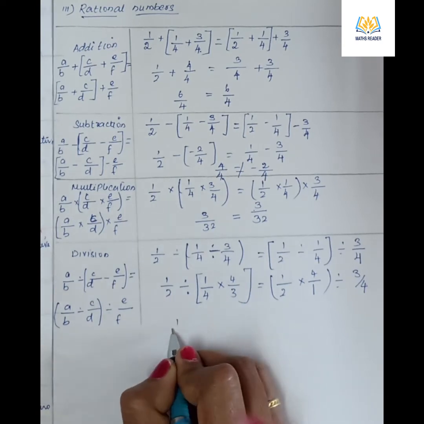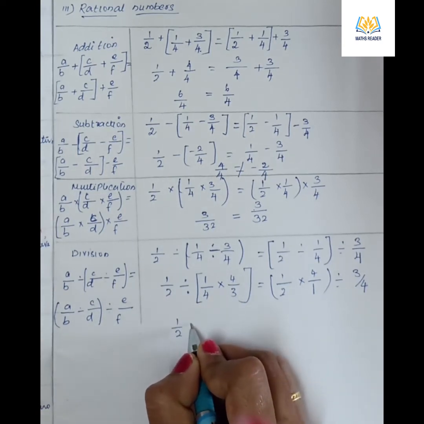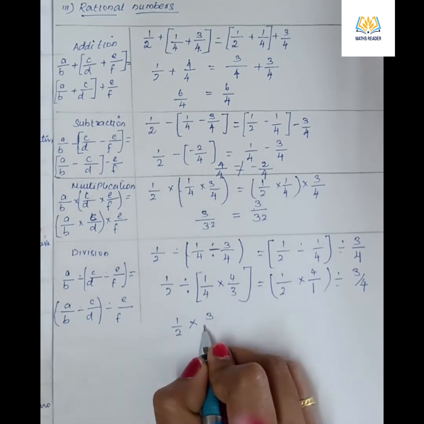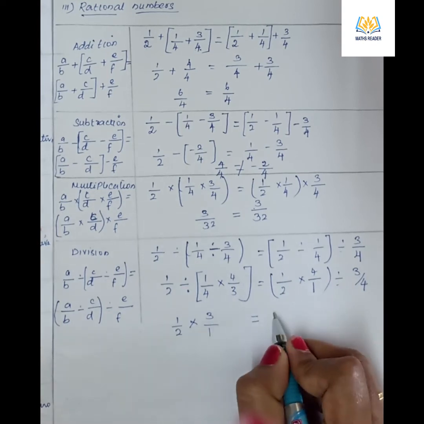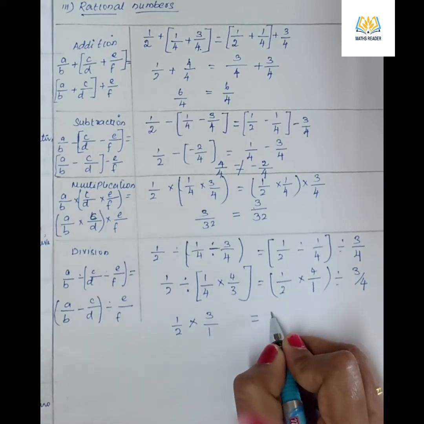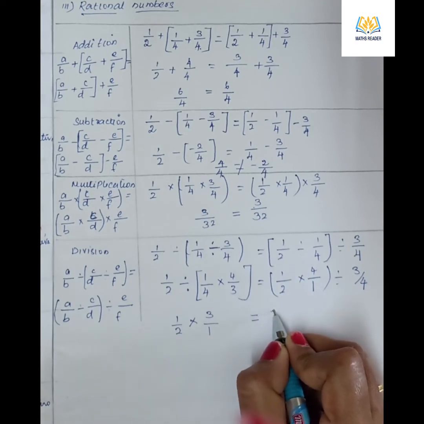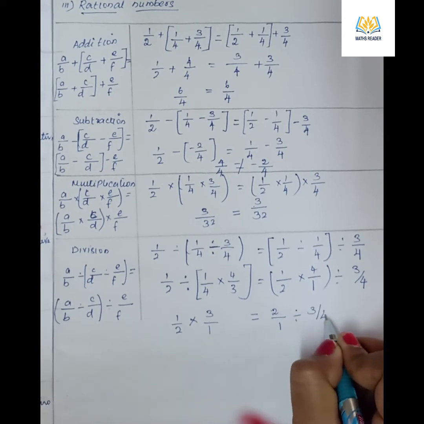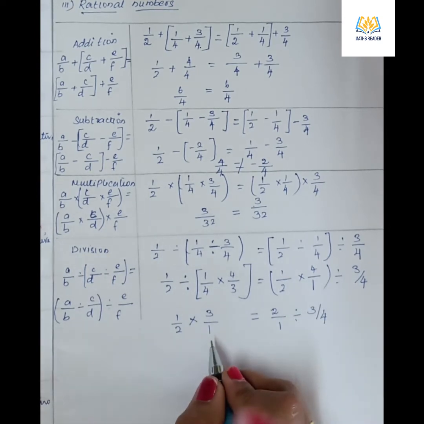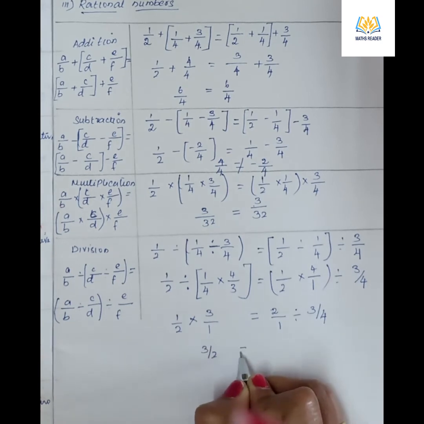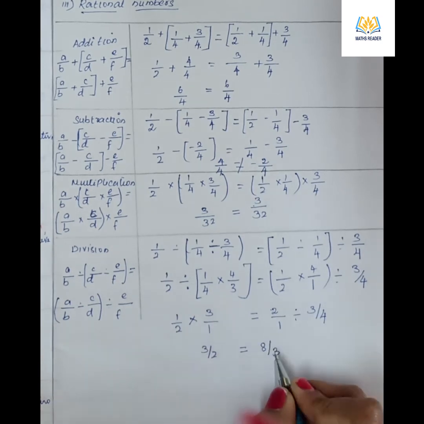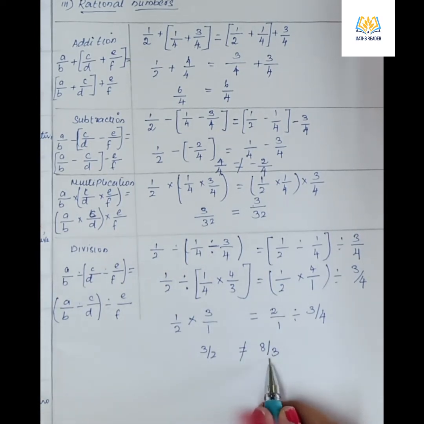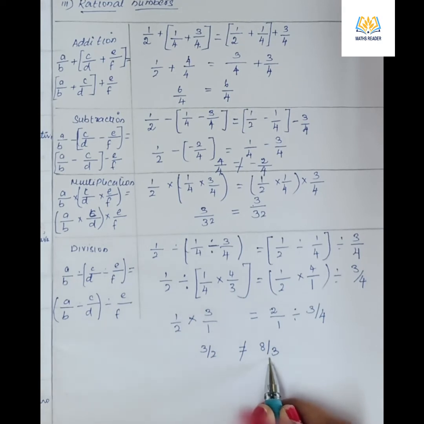So this side 1 by 2 into 3 by 1, this side 2 by 1 divide by 3 by 4. So 3 by 2 is equal to 8 by 3. So left hand side is not equal to 8 by 3. 3 by 2 is not equal to 8 by 3. So this condition is not satisfied.